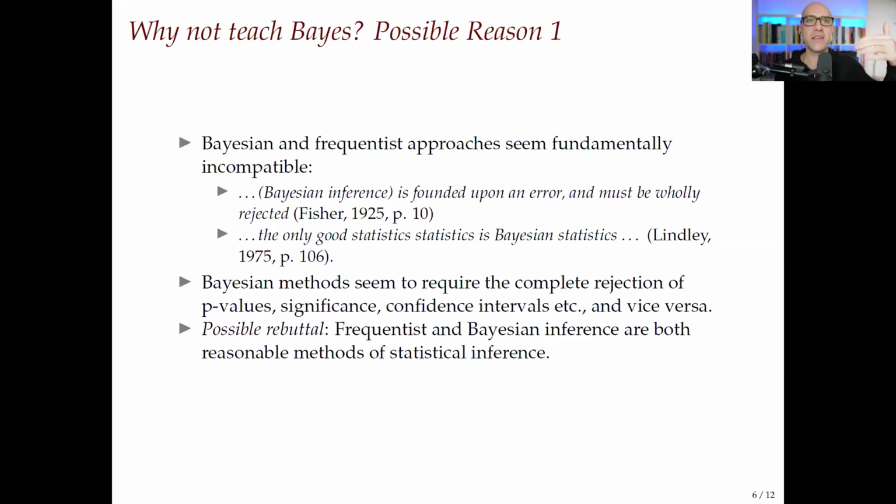So like Fisher, in his monumental book, Statistical Methods for Research Workers, began by essentially entirely dismissing Bayesian methods. He used the term inverse probability, said it is founded upon an error and must be wholly rejected, and he went on to explain why.